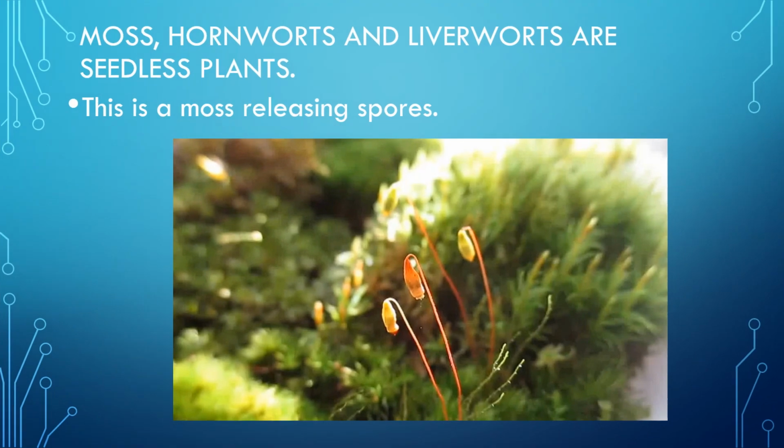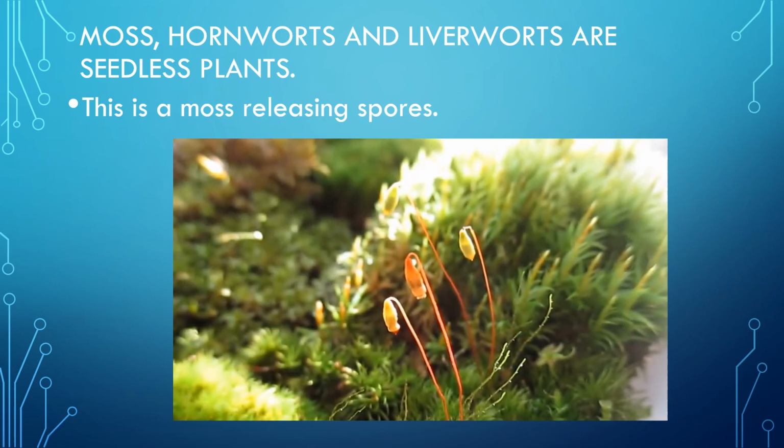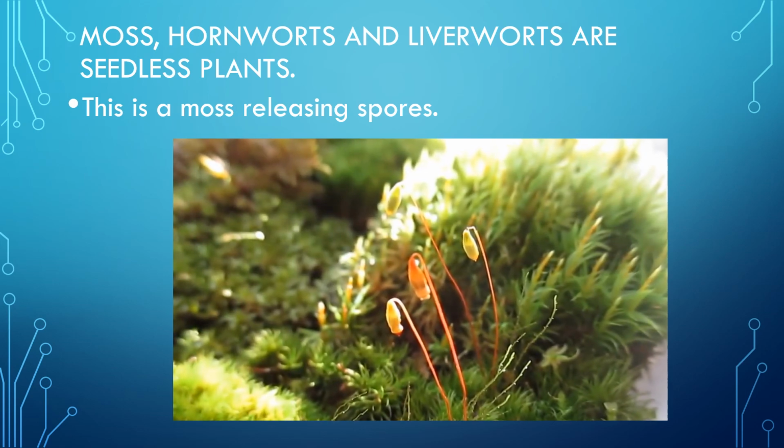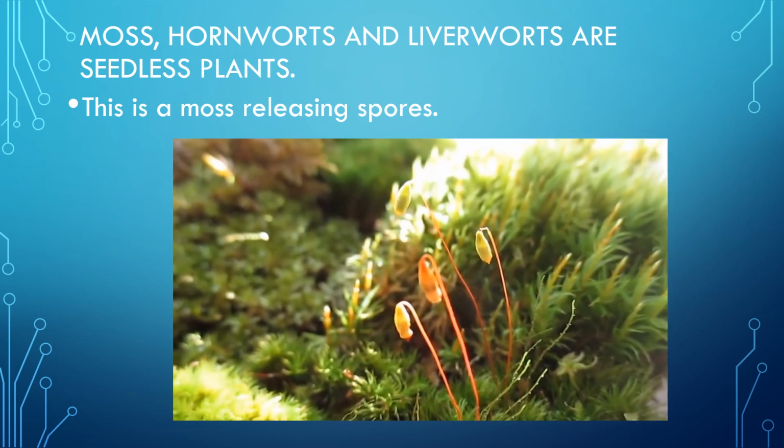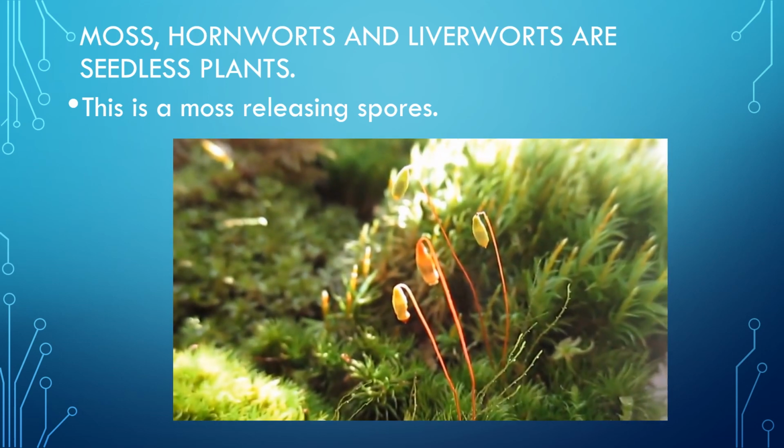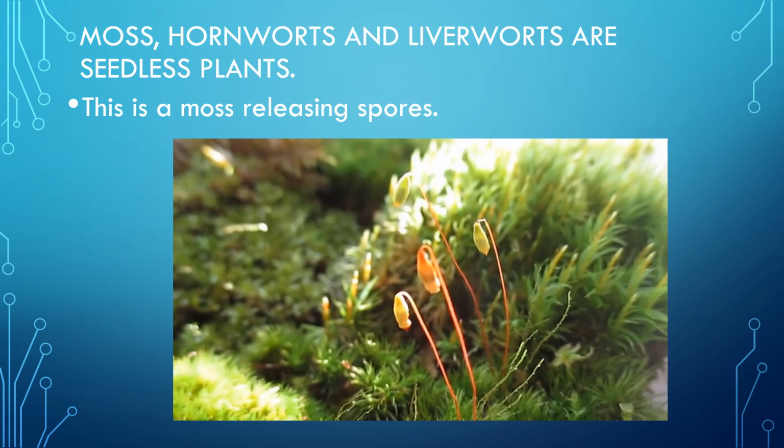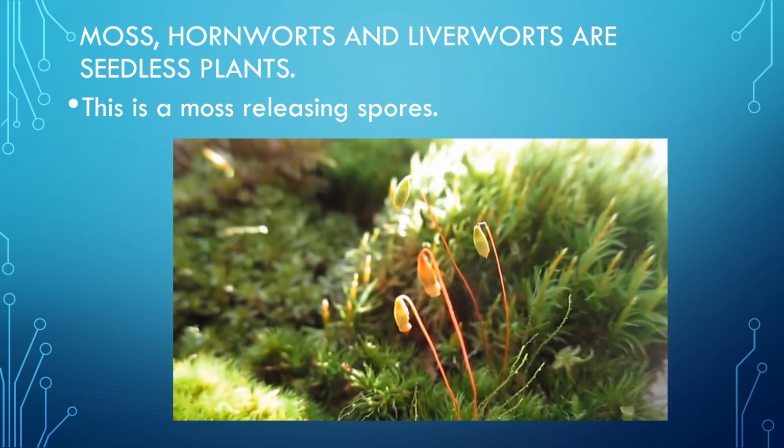The main types of seedless plants, as we said, are the moss, hornworts, and liverworts, and of course the fern. Here in this video you can see a moss releasing spores. Spores are very tiny. They're usually smaller than seeds.